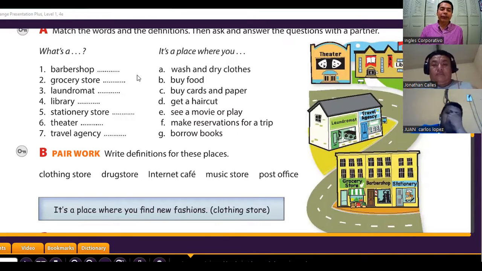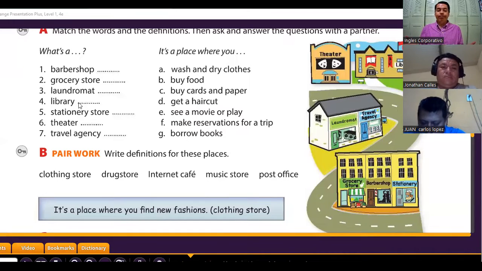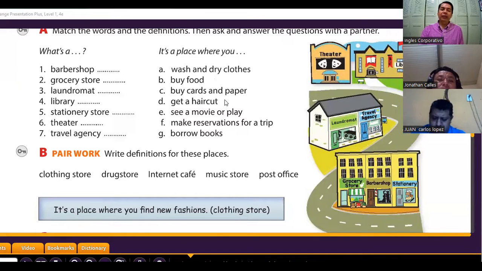Okay, now let's start with this exercise. Listen, here we have the definition of some places, right? A barbershop, a grocery store, a laundromat, a library, a stationery store, a theater, and a travel agency, right? So what's a barbershop? Well, a barbershop, it's a place where you wash and dry your clothes? Nah. Where you buy food? Do you buy food in a barbershop? Of course not. Do you buy cards and paper? No. Do you get a haircut in a barbershop? Yes or no? Yes. Okie dokie. So what's a barbershop? It's a place where you get a haircut. Okay? Good.